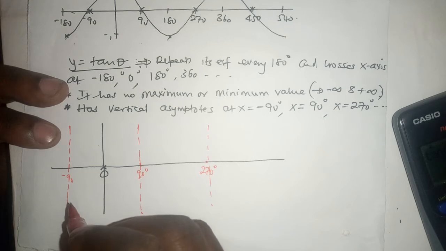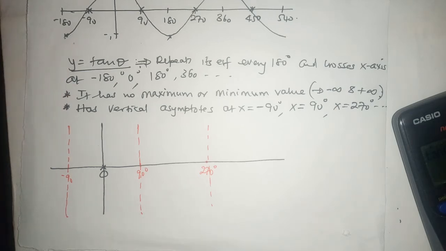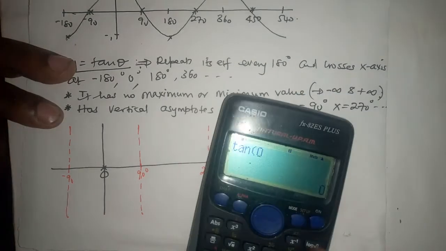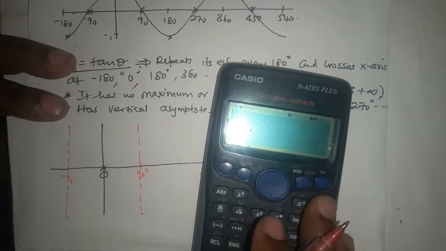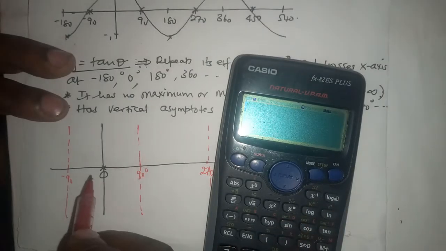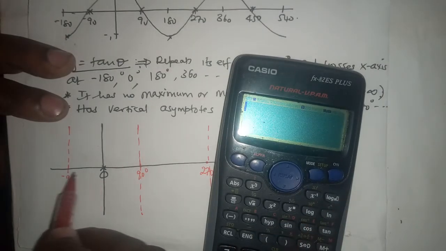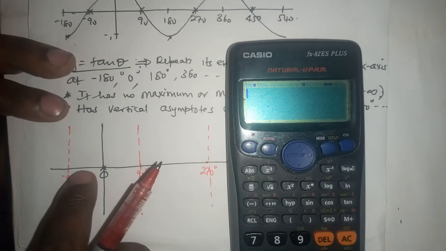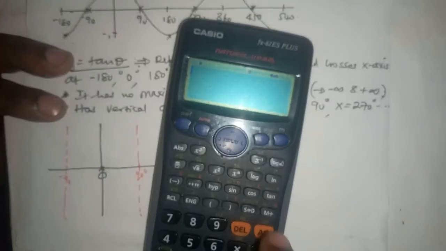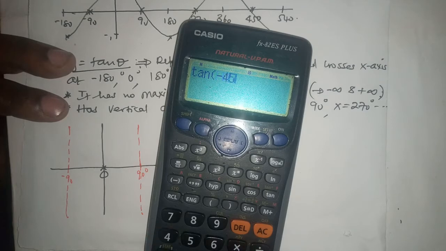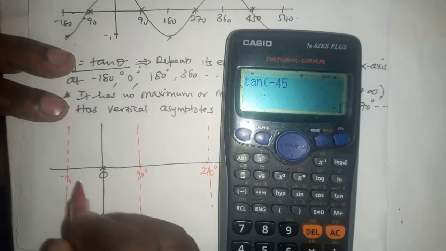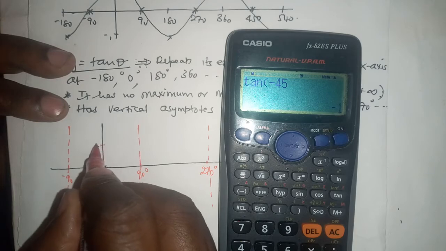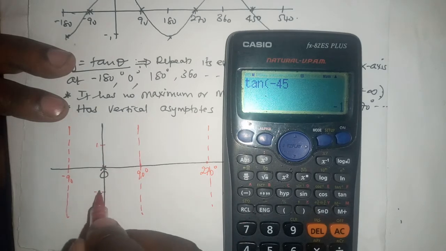What is an asymptote? An asymptote is a line that is never touched by the graph. And I want us to just work out what happens when theta approaches negative 90 to the left. First of all, let's talk about theta being equal to negative 45. So the tan of negative 45 is going to be negative 1. So we have negative 1 there.